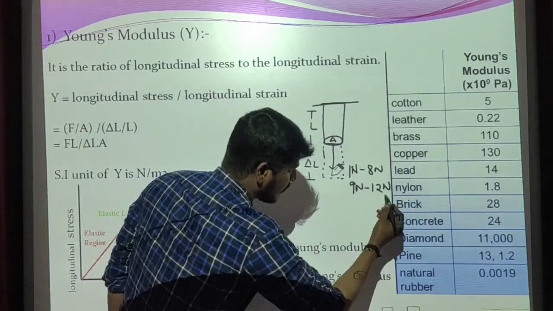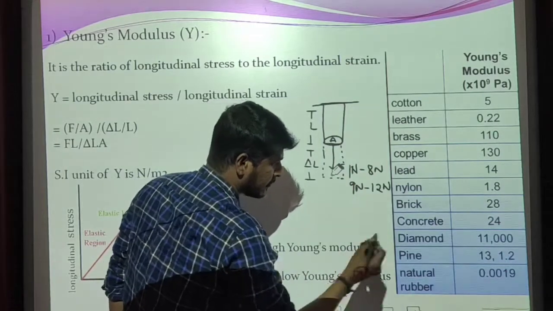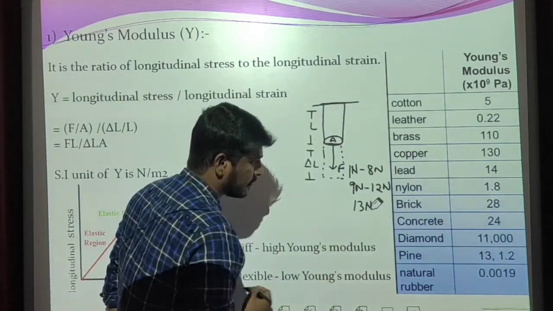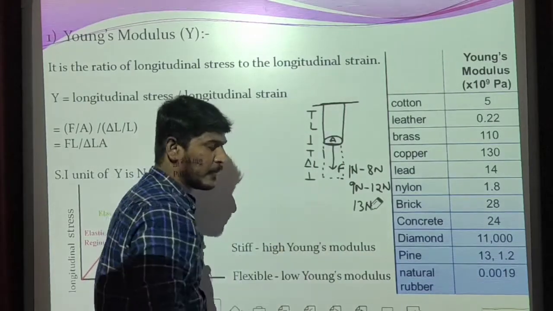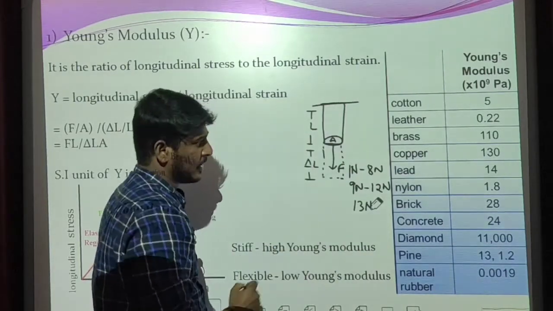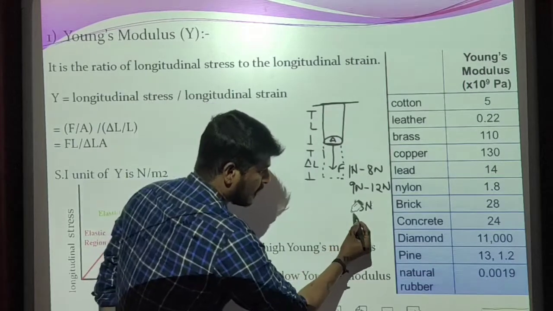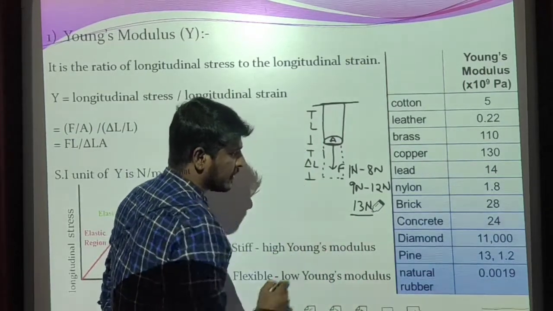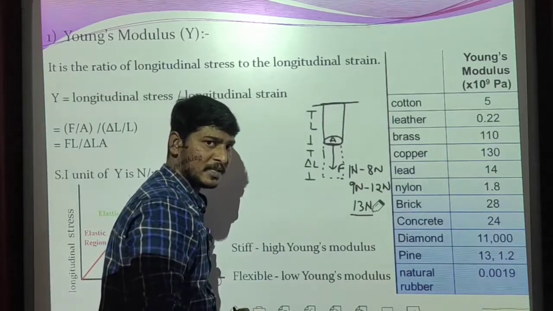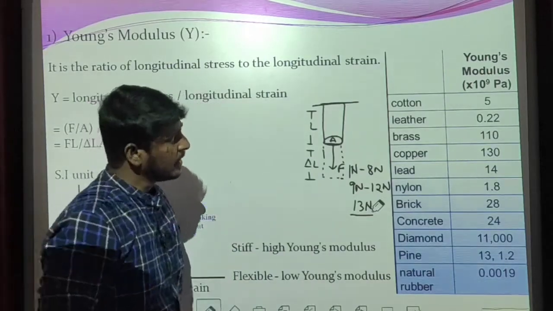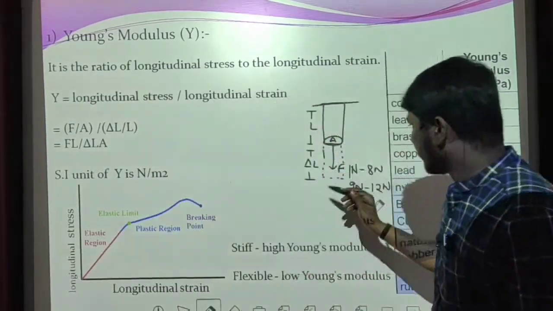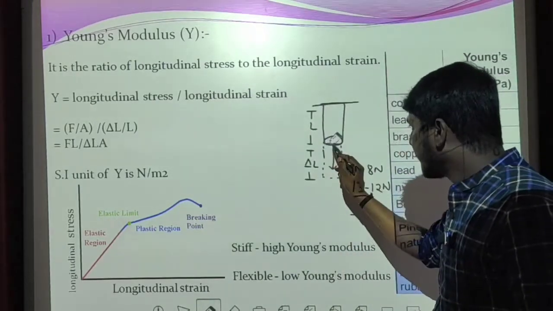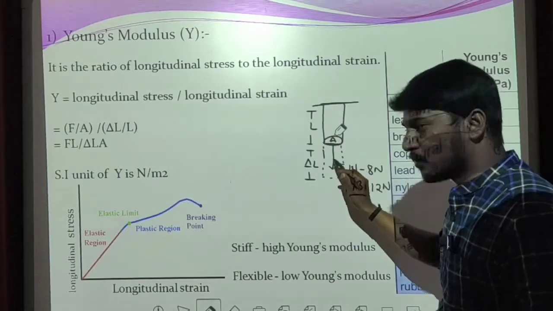Then I am going to increase this deforming force further. When we apply 13 Newton force, this object will break into two parts. This is the amount of force at which this object will break into two parts. Let us try to explain the same situation. Here we have applied force normally on the area of this object.